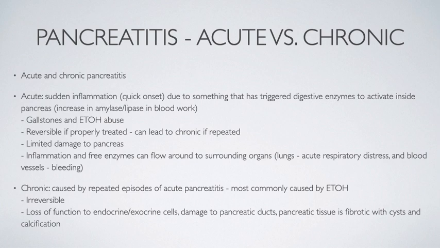So chronic pancreatitis is caused by repeated episodes. A lot of alcoholics present with this. This is irreversible, and these cells become damaged to the point where they're fibrotic, they have cysts, they're calcified, and they do not secrete these hormones and enzymes that we need from the acinar cells and the islets of Langerhans.